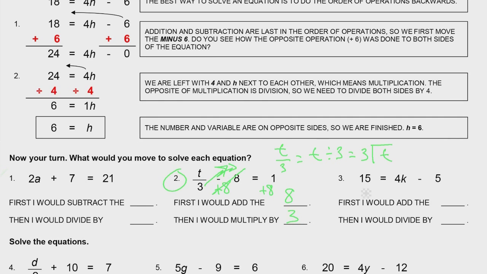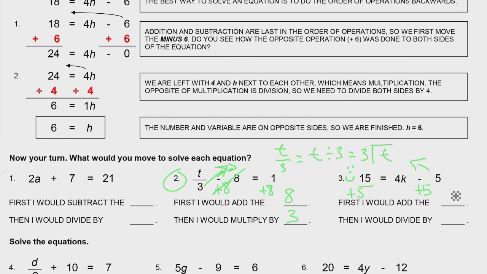Problem number 3. We have 15. 15's by himself. He's all happy. But over here we got a k and numbers next to each other on the same side, which means we're going to have to move the numbers over towards the 15. You don't want to move the k, because if you move the k, then the 15's not happy. Why would you do that? So we want to move these numbers over towards the 15. I'm going to move the number that's not attached to the variable, which means we're going to add or subtract. And since this is a minus 5, I am going to do plus 5 to both sides.